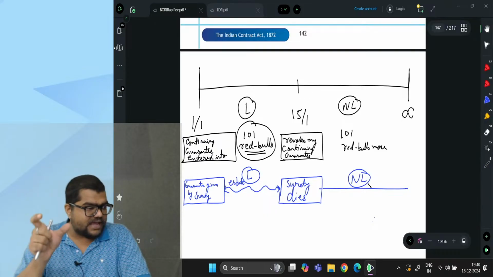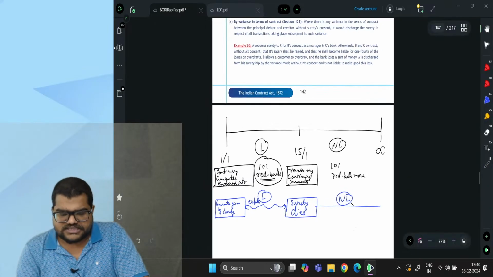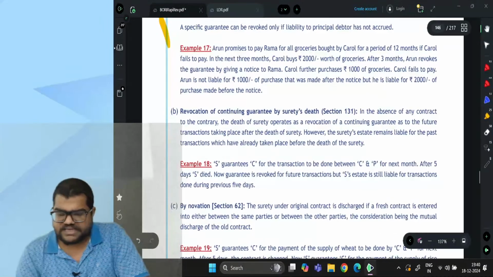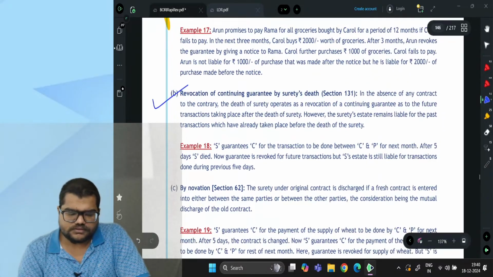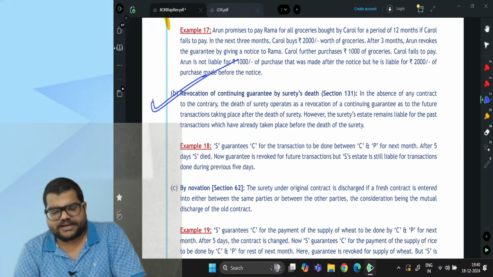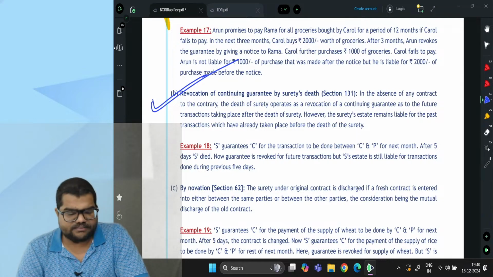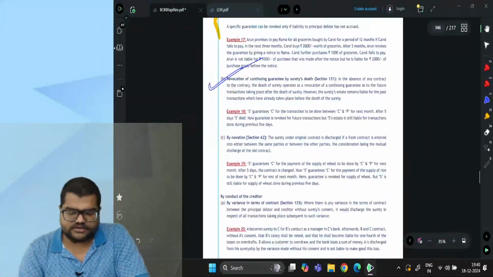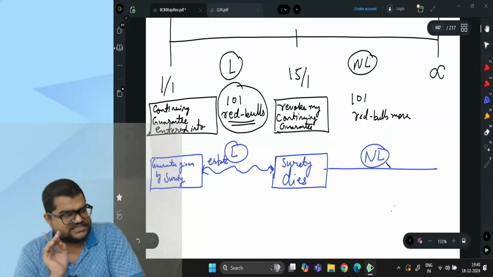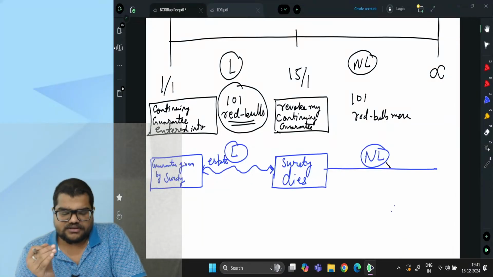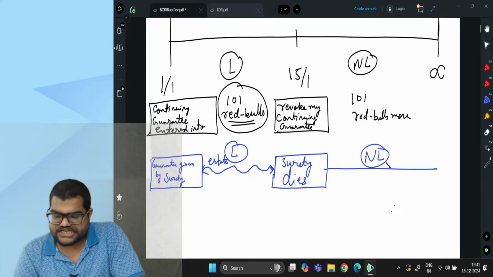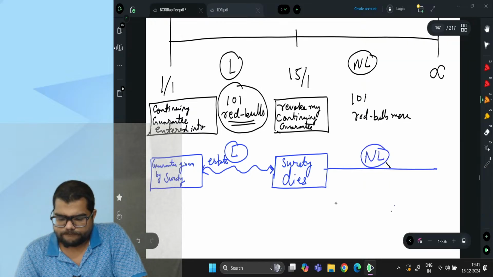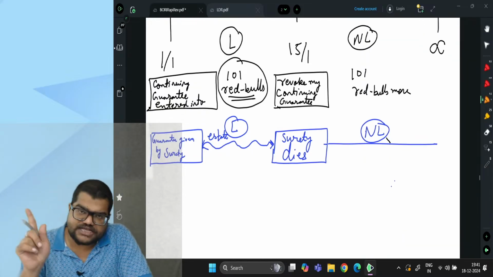Okay, I'm using the same diagram. So which point did we discuss? This one, B. Revocation of continuing guarantee by surety's death. Revocation of continuing guarantee by surety's death. So 2 points have been discussed with the same diagram. Moving towards the third point. I'll change the color of my pen. Okay, here we are. I will not change the diagram.